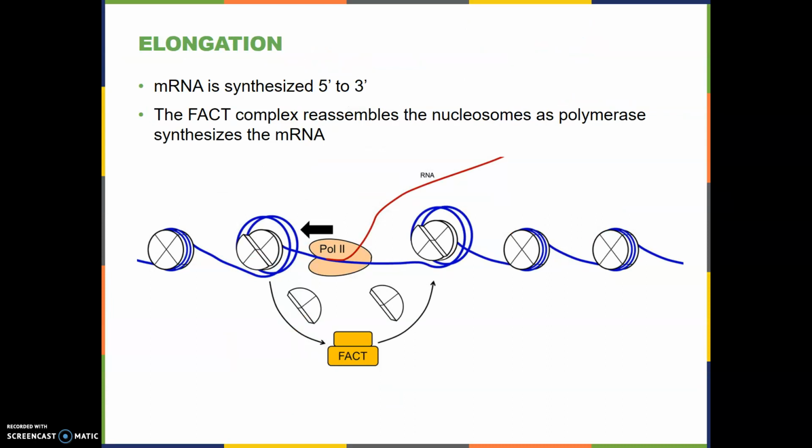And this is just an illustration of elongation. Messenger RNA is synthesized just like DNA is replicated, from the 5' to the 3' direction. The FACT complex reassembles the nucleosomes as polymerase synthesizes the messenger RNA. So this is just a complex of molecules that wraps the DNA back around the histones.